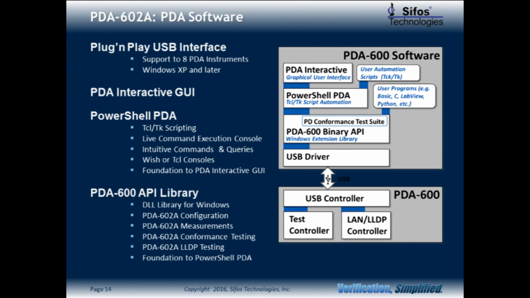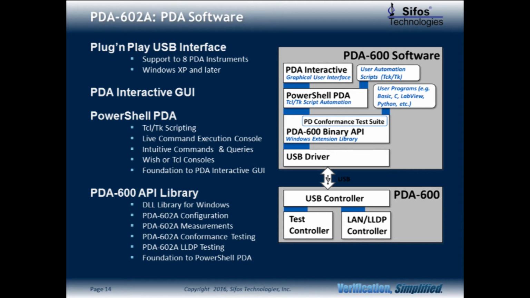The PDA600 includes PDA software for a Windows PC. The PDA connects to the host PC across a USB 2.0 interface. Up to 8 PDA instruments may be connected to a single host PC via USB connections. PDA Interactive is the graphical user interface software for the PDA600. It provides the virtual front panel that was seen earlier throughout this presentation.